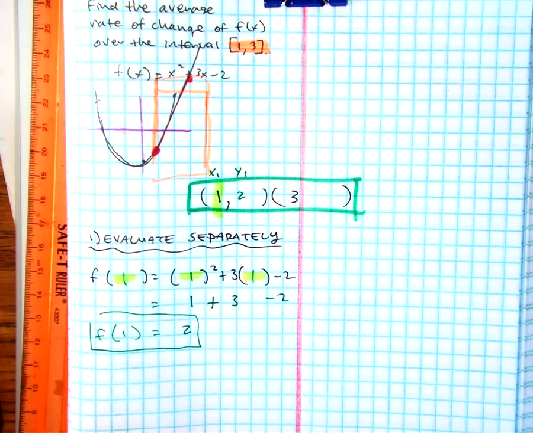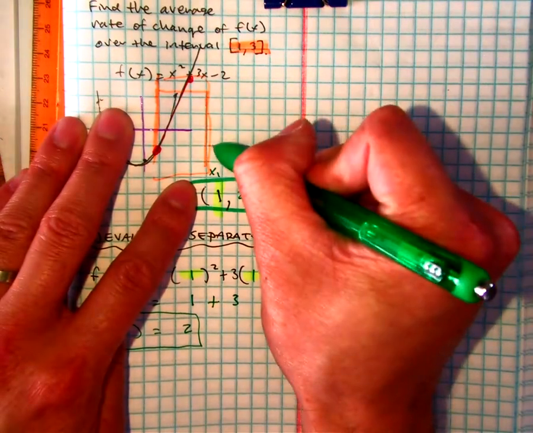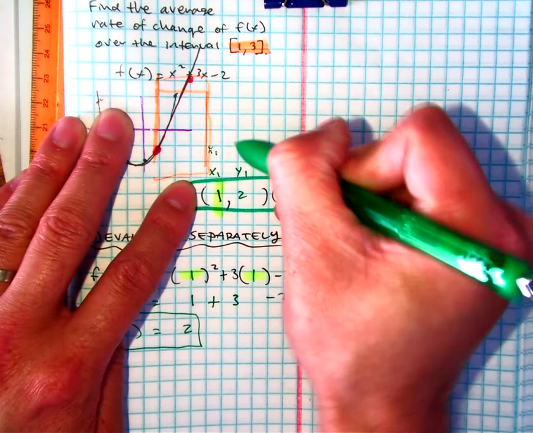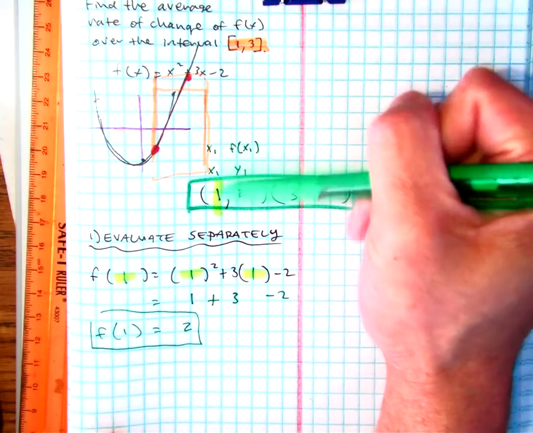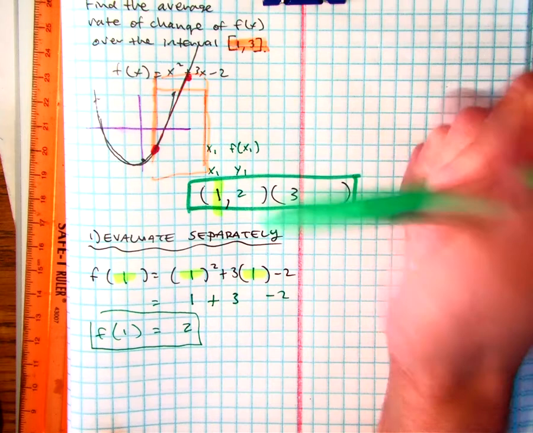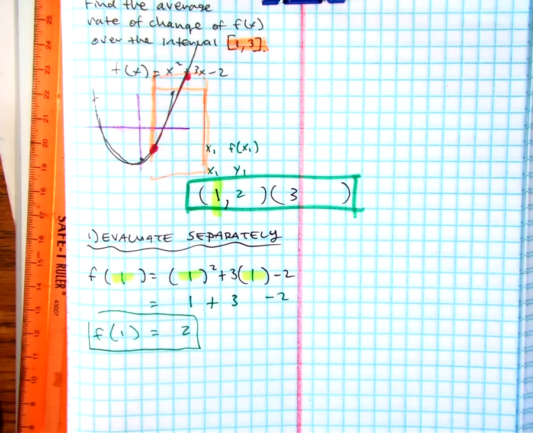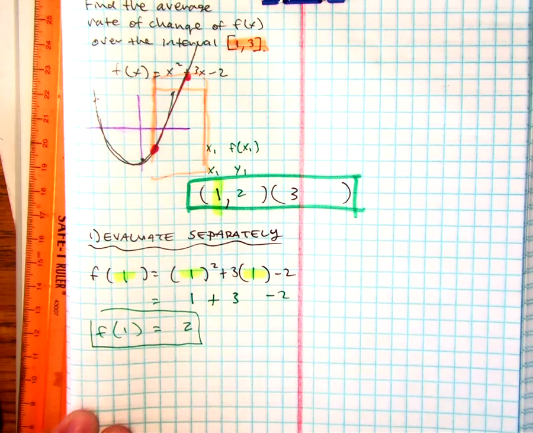Now, in the other formula that you guys saw, to make it more complicated, another way of writing the ordered pair is x1, f of x1. You're just basically putting the 1 into your function, and you get an output. Okay, so we've done the first ordered pair. Let's go ahead and do the second ordered pair.